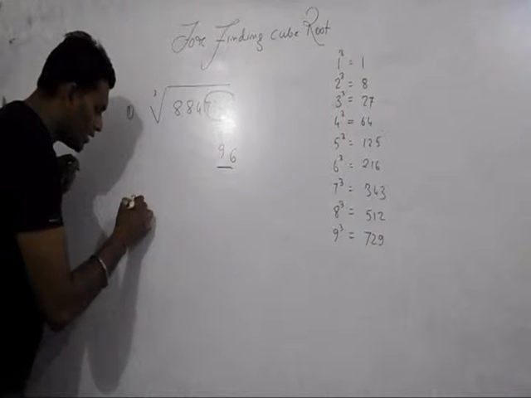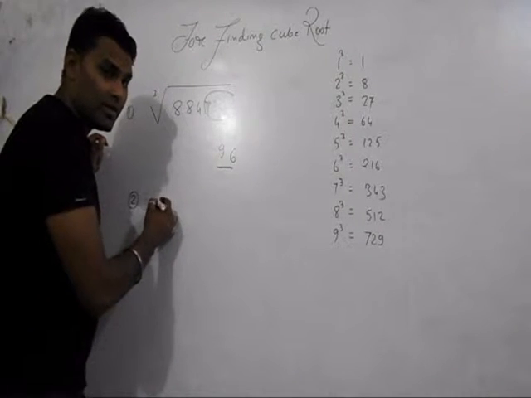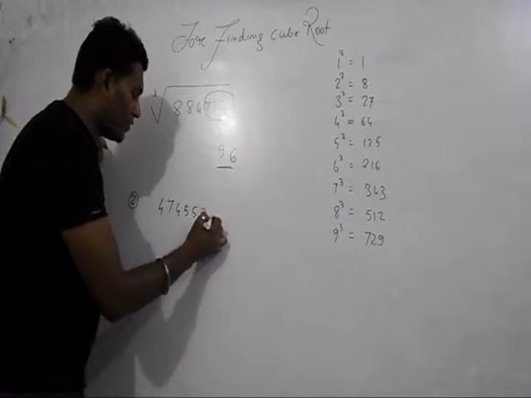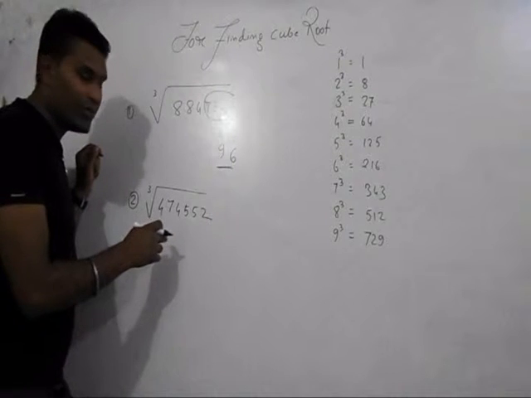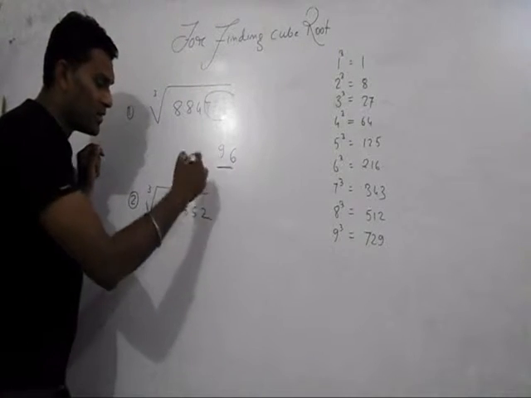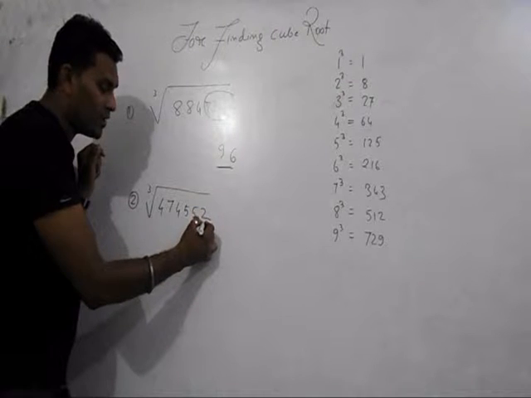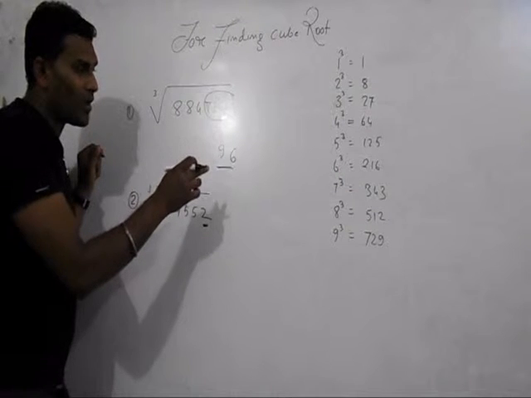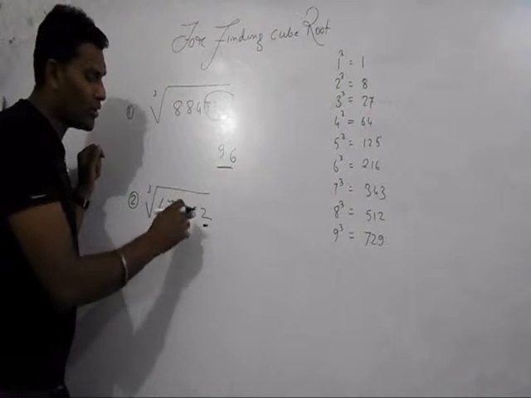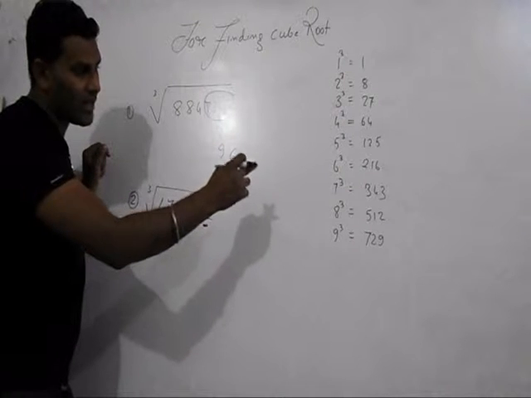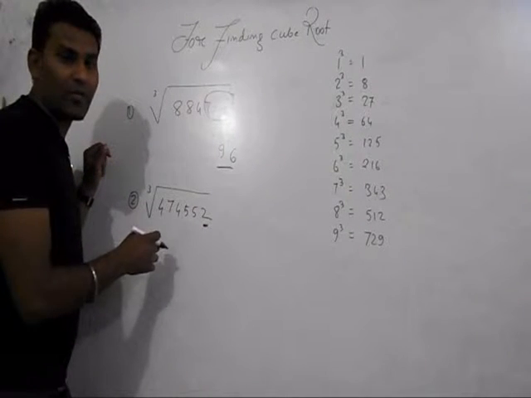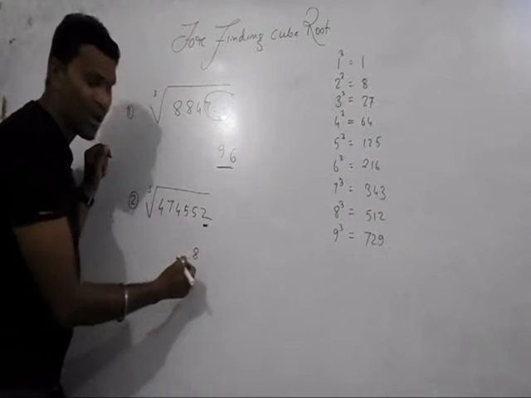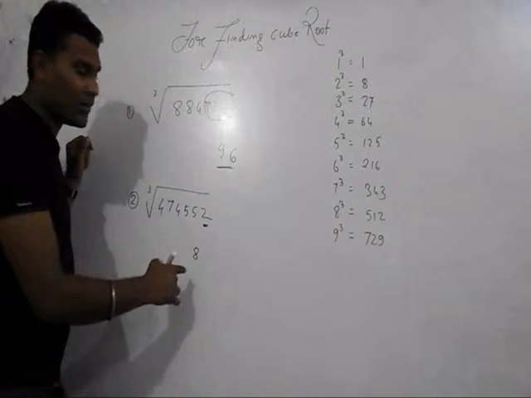Let's see, friend, another example. The number is 474552. I have to find the cube root of this number. Now my method is the same. I have to consider the unit place. Here the unit place is 2. Now match the number from our table whose cube gives the unit place 2. Now I see that the cube of 8 gives me 512. It means 2 is at the unit place. Now I take 8 as the unit place of my answer.